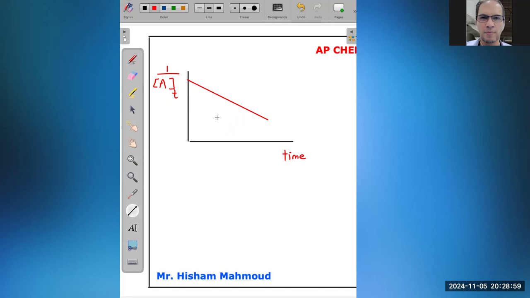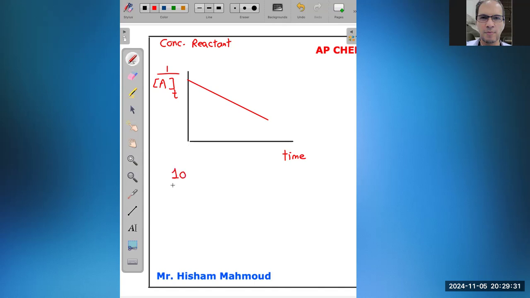Mister, take care of something very, very important. This time the graph is not going to look like that. How, Mister? Isn't this the concentration? Okay. The concentration of what? The reactant or the product? The reactant. And the concentration of the reactant over time, what happens to it? It decreases. But take care, Abdullah, this is not the concentration of the reactant, this is 1 over the concentration.